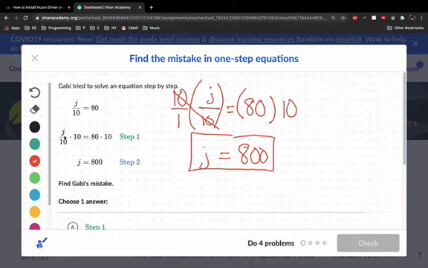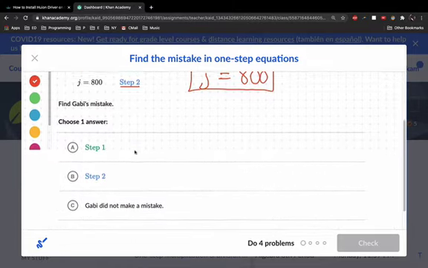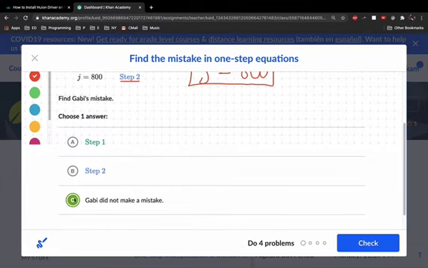So first they multiplied this side by 10, and they multiplied this side by 10. So that's correct, because we also did that. We multiplied by 10 and multiplied by 10. These ones cancel out, and you have j equals 800. And that's step 2. So I don't see any mistakes here. So what I would mark for this problem is letter C. She did not make a mistake.